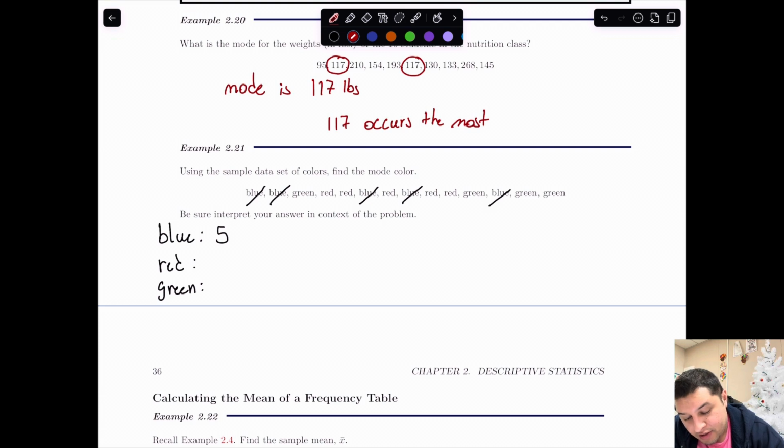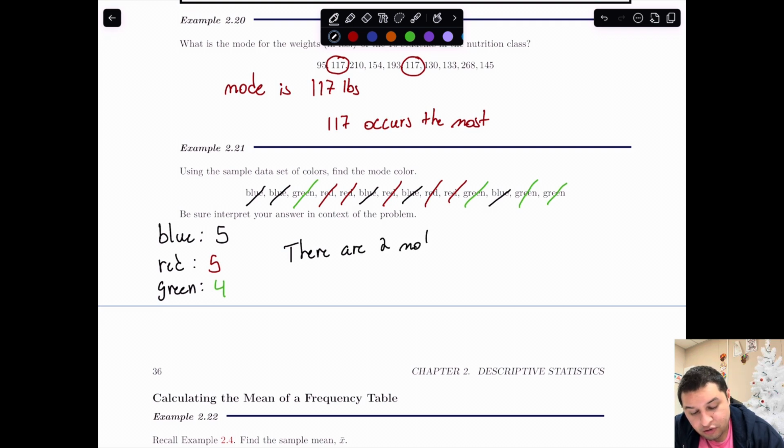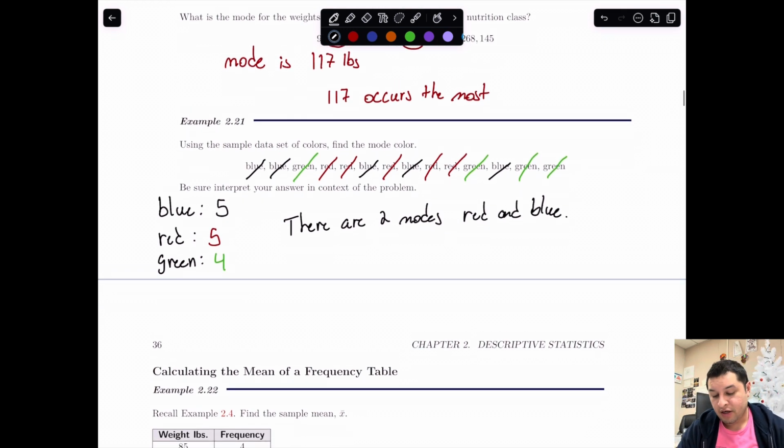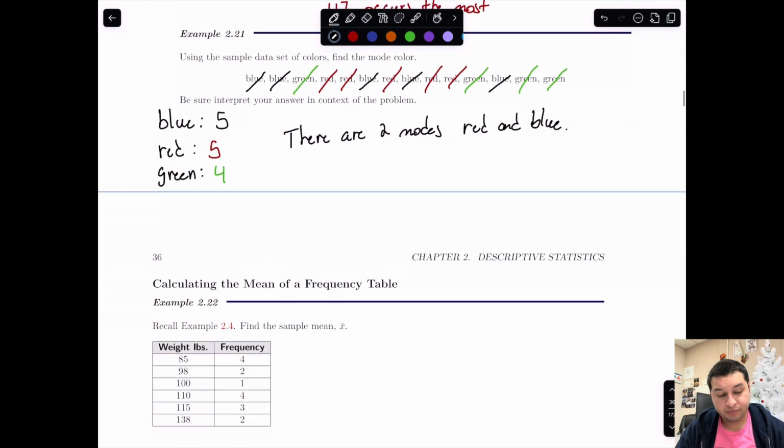Let's see, how many red do we have? We have 1 red, 2 red, 3 red, 4 red, 5 red. And how many green do we have? We have 1 green, 2 green, 3 green, 4 green. We have 4 green. So in this case, there are actually 2 modes, and we have to acknowledge both of them. There are two modes, red and blue. Because they occur the same amount, it's going to be both of them for this one.